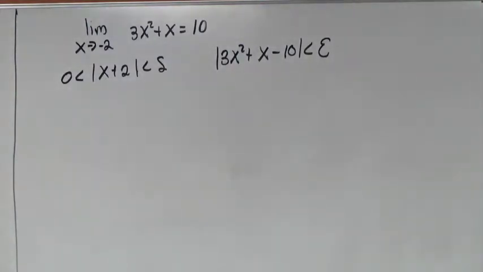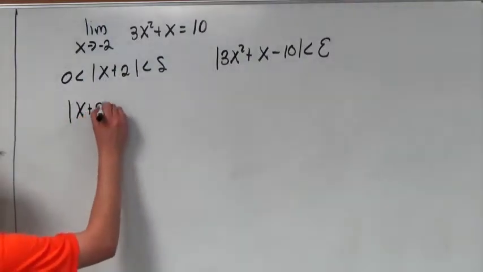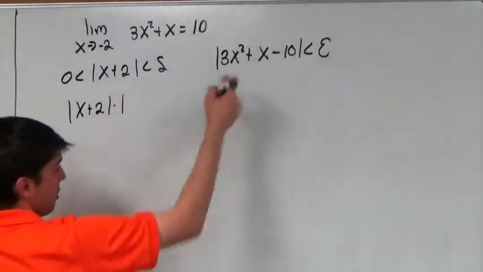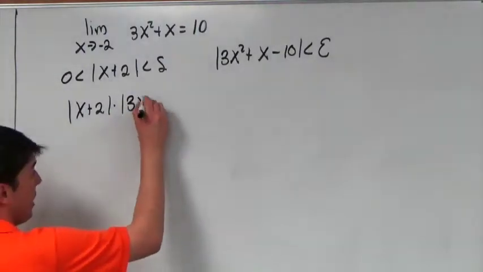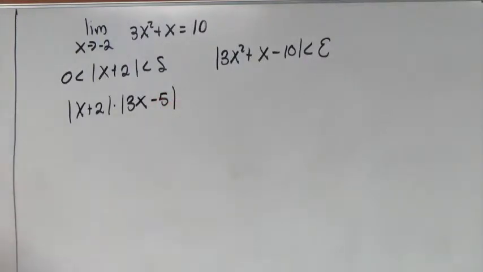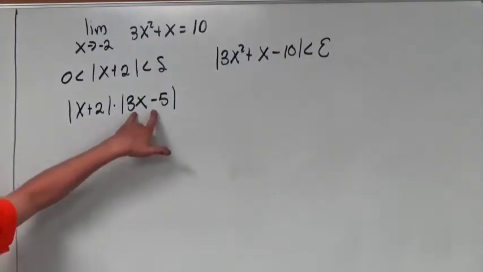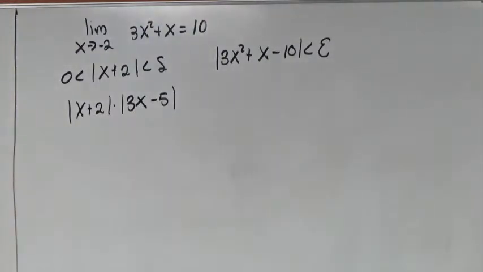Again, you can always factor an x minus c out of your f of x minus L, so again we can factor an x plus 2 out of this equation. So that means the other factor would have to be a 3x, and to get a negative 10 we would have to have a negative 5. So now we need to find some number larger than the absolute value of 3x minus 5.